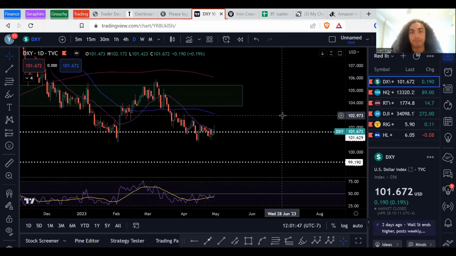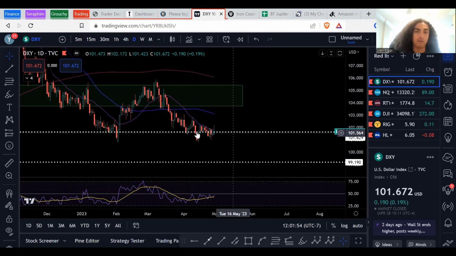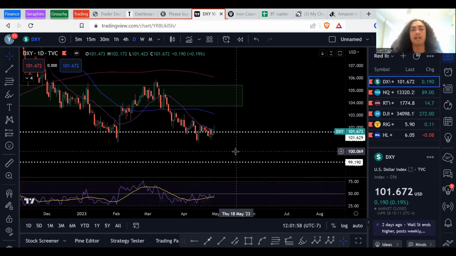So, are we going to go up from here? I really don't think so. I think that the DXY is going to see a breakdown of this support line, and we are going to see a breakdown to 99.19 or somewhere in that vicinity. But I think that we are going to take another leg down.